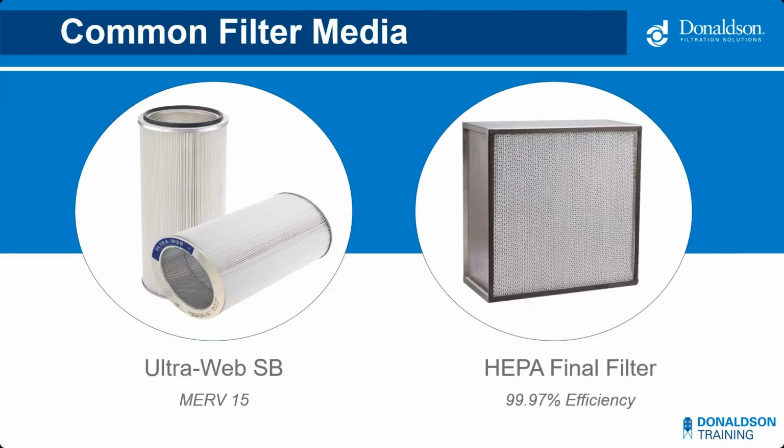All right. So the most common filter that I recommend in pharmaceuticals is Donaldson's UltraWeb Spun Bond. It's a MERV 15 cartridge media, and it filters down to a 0.3 micron particle size. We touched on it earlier, but when the dust collector is located indoors or we're returning air to a facility, always recommend a HEPA after filter, which are typically 99.97% efficient or greater.